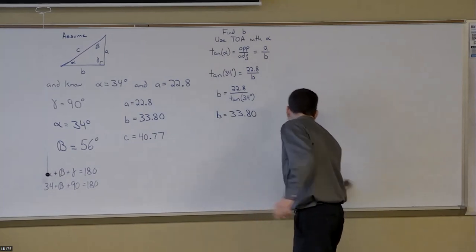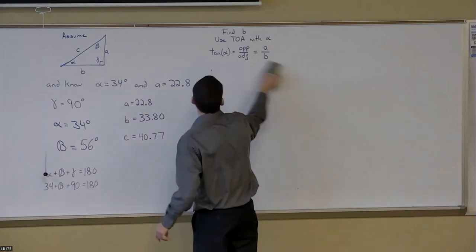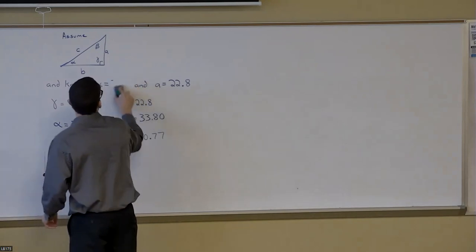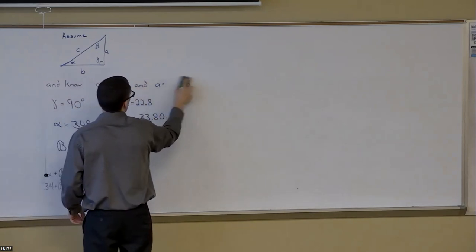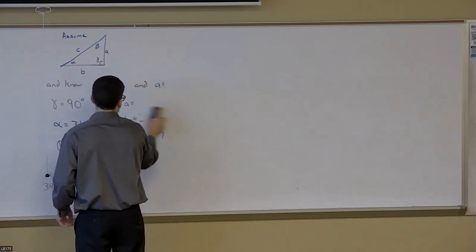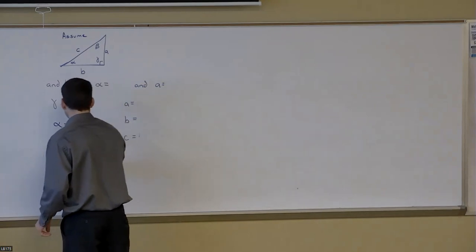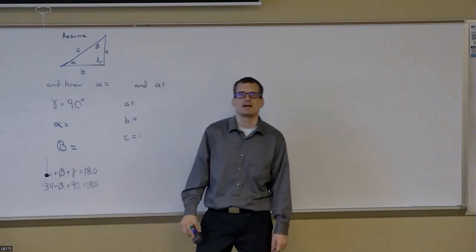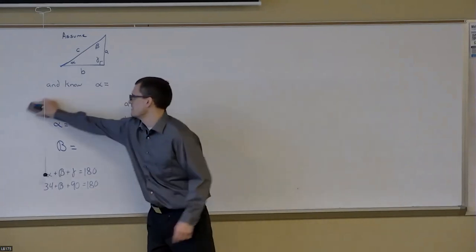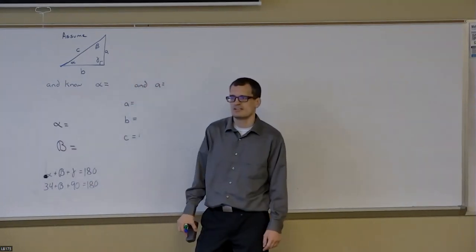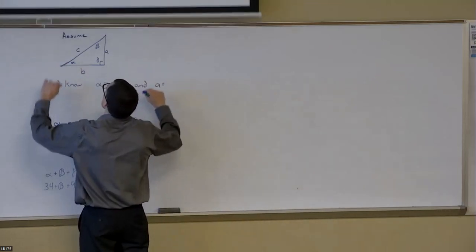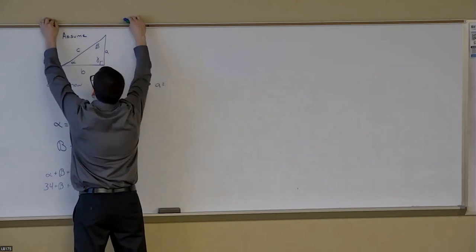So let's do another solving. This time, let's say, which two do I want? Gamma is always going to be 90, right? I probably don't even need that one. Erase that. That's redundant. If I know we have a right triangle.